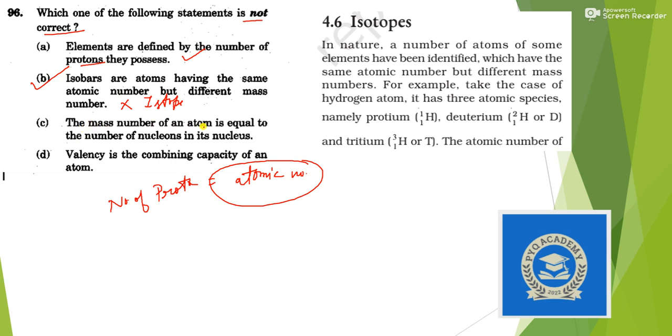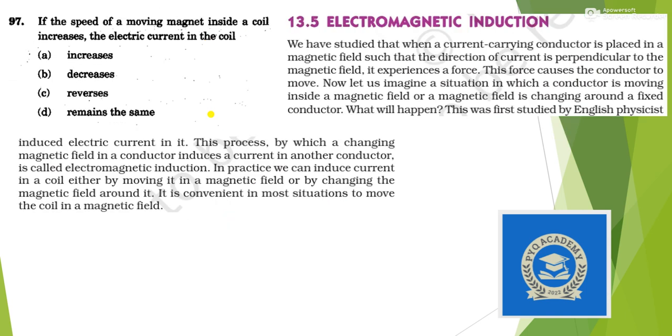The mass number of an atom is equal to number of nucleons. Nucleons is nothing but neutron plus proton. So yes, this is nothing but mass number. So this is also correct, and valency is the combining capacity of an atom. It is also correct. So answer is option B. Let's move to next question.